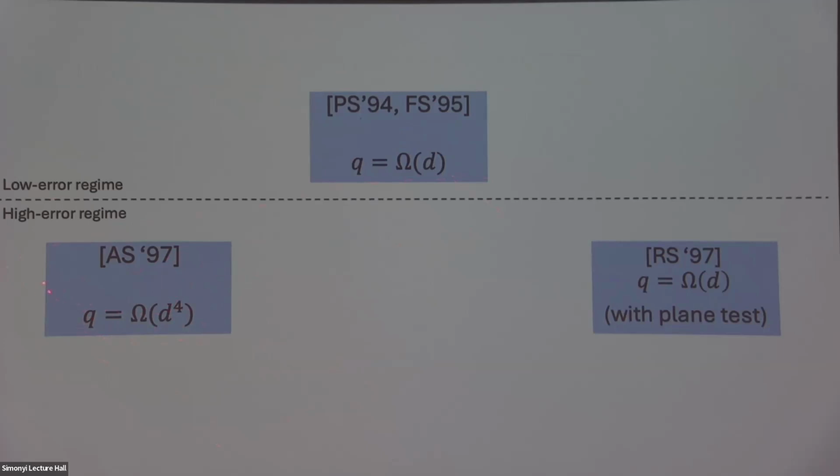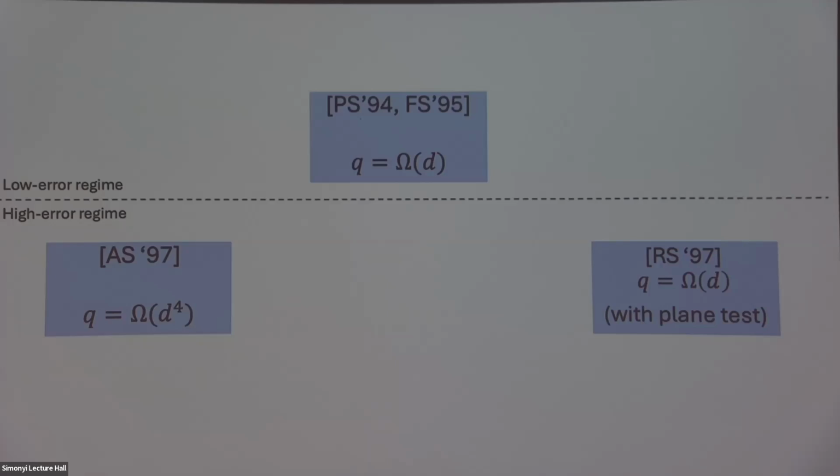the line point test, which worked only when Q is quartic in D. If you want to get Q to be linear in D, we had an alternate test, which was a Raz-Safra test, but it worked with a plane point test. It didn't work with a line point test. And this is more or less modulo the improvements which I flashed on the previous slide. The state of the low degree test was more or less this. This was what we knew best of the low degree test.